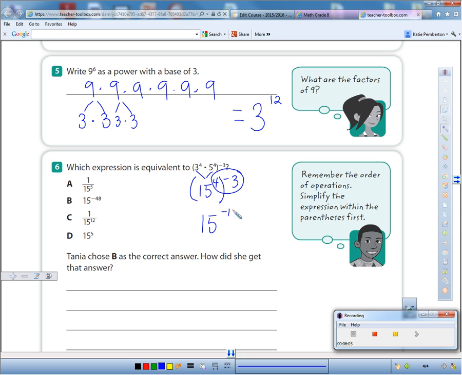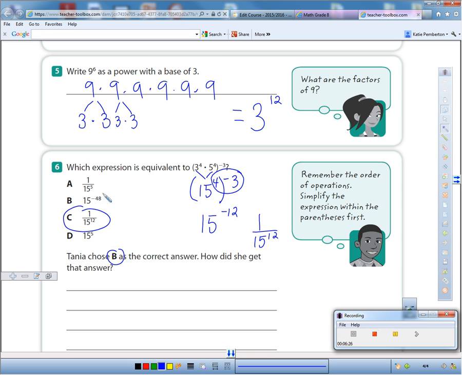Now, none of the answers match that right now. But right away, I think, oh yeah, negative exponent drops to the denominator. So that means 15 to the 12th is going to drop to that denominator. And then that would match C. Now, in this case, Tanya picked B as the correct answer. How did she get that?